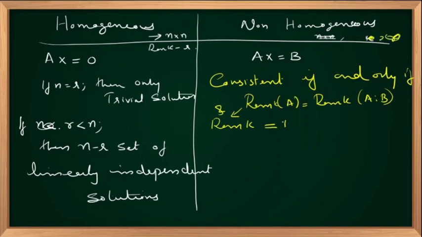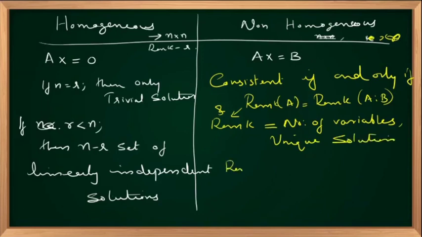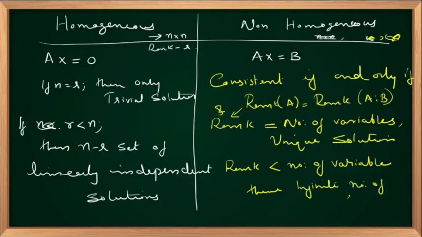Let us say x. If the number of rank is equal to the number of variables, if the number of variables and rank are same, then it will have only a unique solution. If the rank is less than the number of variables, then there will be an infinite number of solutions. So this is what it is in a nutshell.